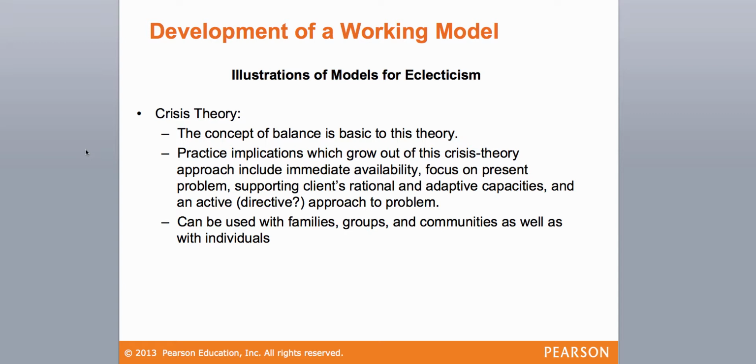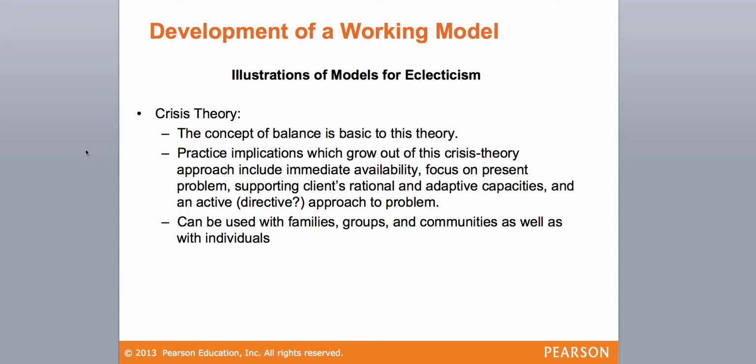Then when something happens that upsets that balance in one way or another, a crisis is established. So the key element, perhaps the key theory you need to have here, is that there's an upset to the balance in that person's life that has created this crisis. Out of this crisis theory approach, there are certain practice implications that are very important, and these include things like being immediately available.